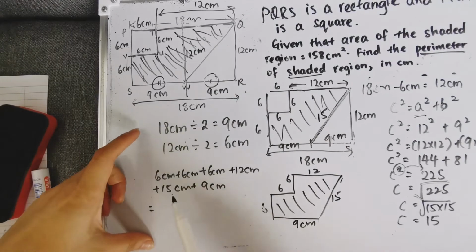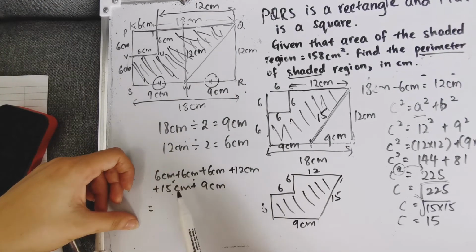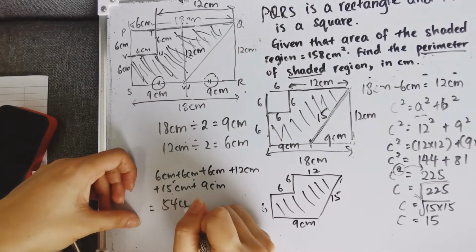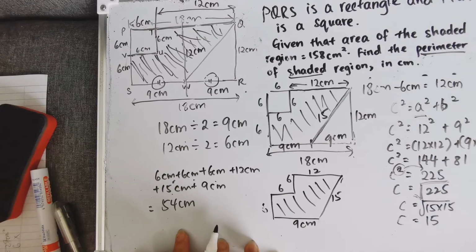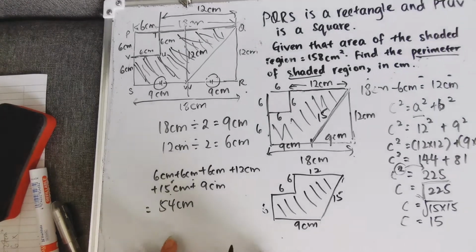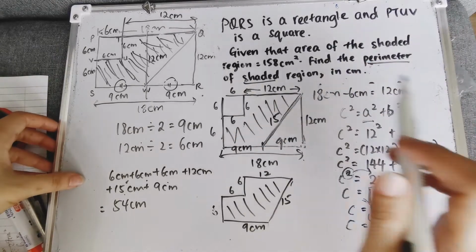Okay, so 6 cm plus 6 cm is 12 cm, 12 plus 6 is 18, 18 plus 12 is 30, 30 plus 15 is 45, 45 plus 9 is 54 cm. So your answer is 54. Okay, so again, how do you find your perimeter for the shaded region?